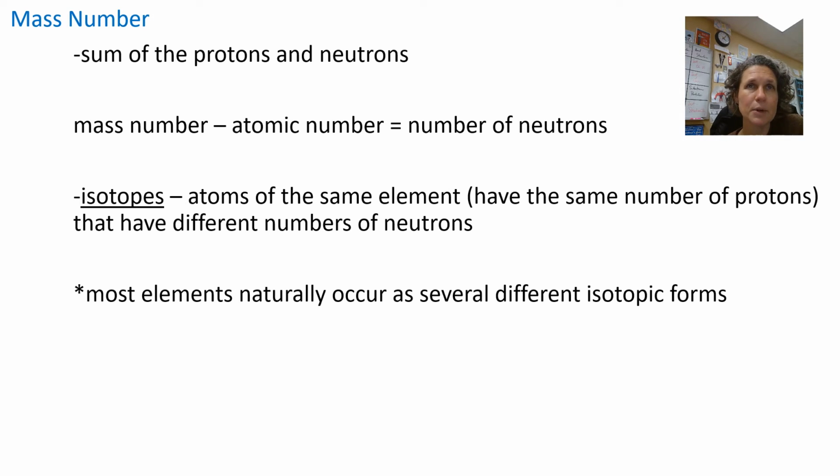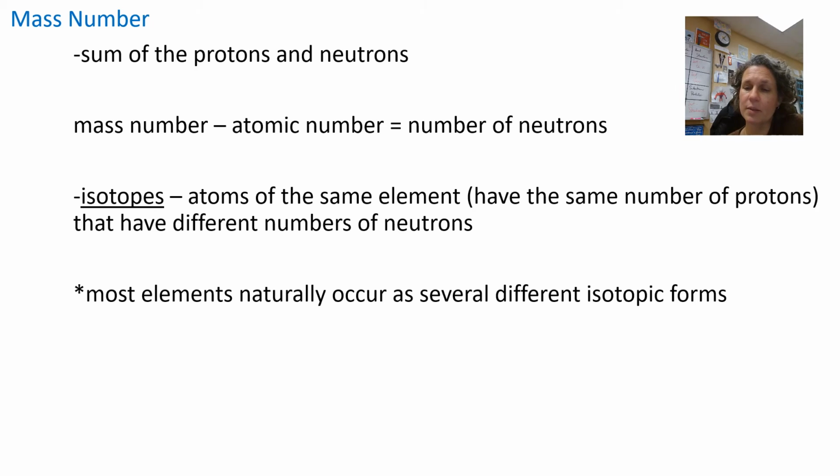Okay, mass number. The mass number is the total of the protons plus the neutrons. And if you need to calculate neutrons, you just reverse that and subtract the atomic number from the mass number. On our periodic table, the other number in each of the squares is the average atomic mass, and it has to do with isotopes.